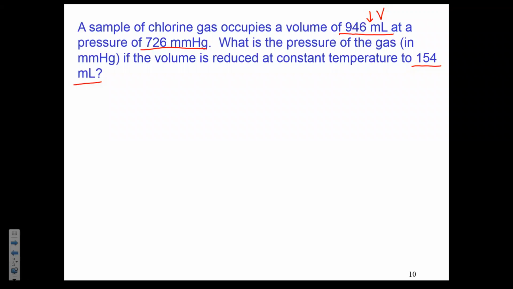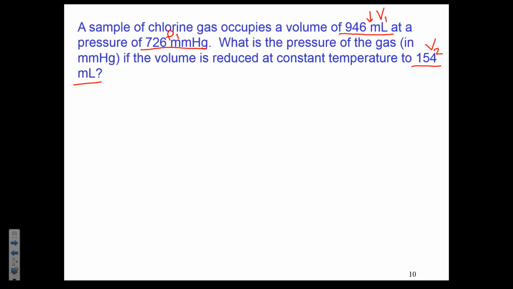Okay, we have another milliliters down at the bottom. So this one would be a V. And then here's millimeters of mercury, so here's a P. Okay, now you just need to figure out if it's your initial volume or your starting point volume, or if it's your end point. Okay, so if we have a sample of chlorine gas, which occupies a volume of 946 milliliters at this pressure, and then it says, what is the pressure of the gas? If we were to change that, right? So this must be our V1, and this must be our P1. And so this is V2.